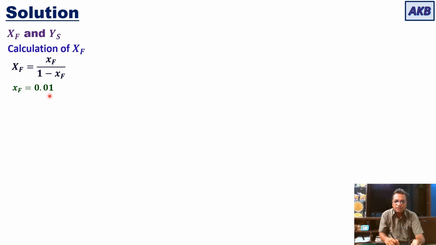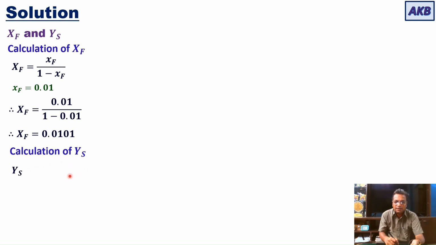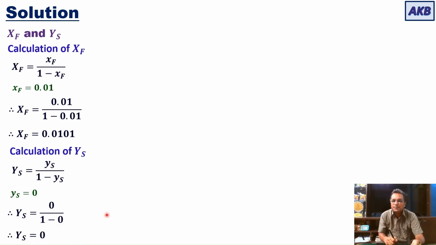Small xf is 0.01, that is given to us. Therefore, capital XF will be 0.01 divided by 1 minus 0.01. That gives us XF as 0.101. Then we have to calculate capital YS. Capital YS is small ys divided by 1 minus small ys. But small ys is 0. Therefore, capital YS will be 0 upon 1 minus 0, that is, capital YS comes out to be 0. So that ends step number 1. We have got the values for capital XF and capital YS.